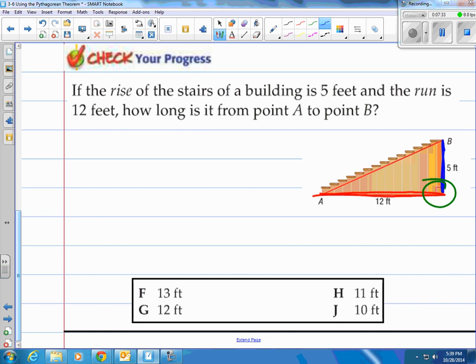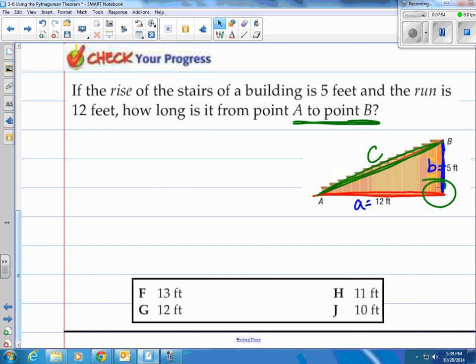And since the right angle is made up of those two numbers, those are your legs. So your legs are A and B, which are 5 and 12. And we're missing C. That's what we're actually looking for. From point A to point B, we're looking from here to here. So what is that? We'll call that C. That's our missing piece. Step one, write down our A squared plus B squared equals C squared.